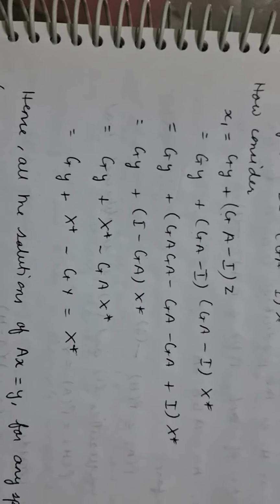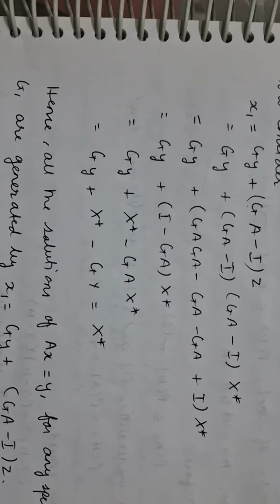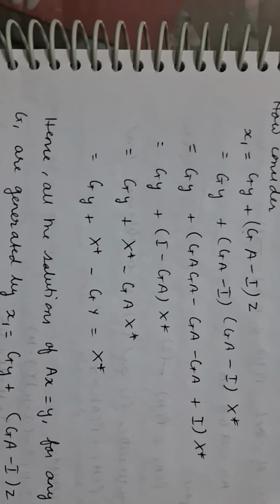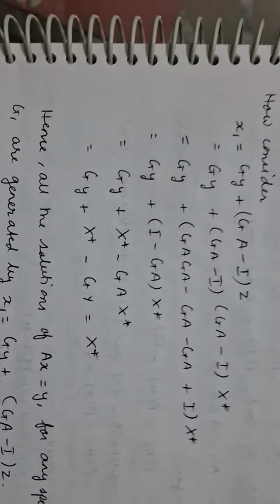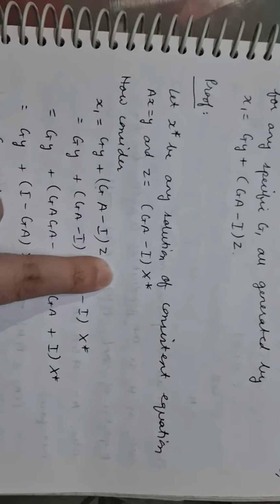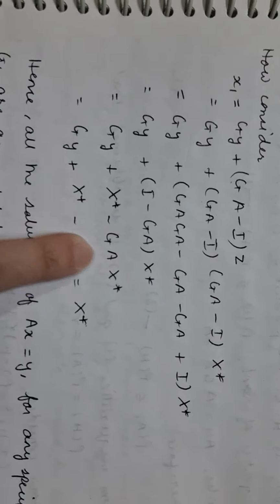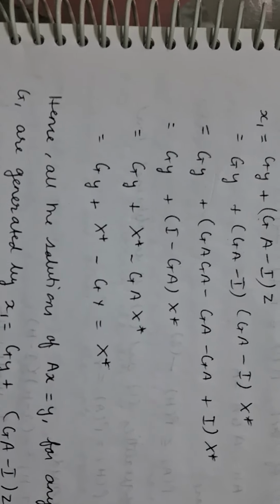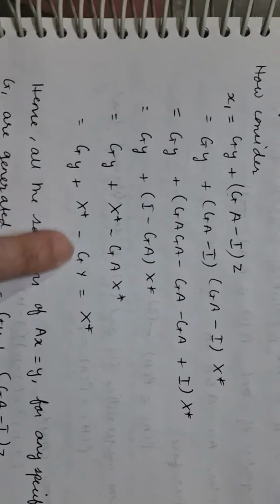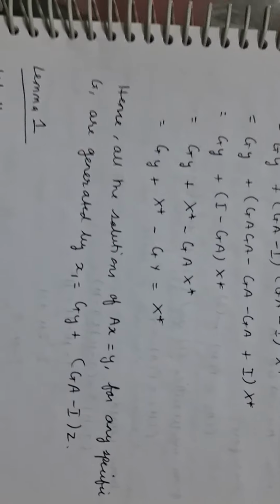So over here what do we get? Gy + (I - GA)x star. On opening this bracket again, we get Gy + x star - GA x star. So this will be equal to Gy + x star - Gy. How? Because over here A x star = y, so on substituting this, instead of GA x star we get Gy. After these two cancel out, we get x star. Therefore x1 ultimately comes out to be equal to x star.